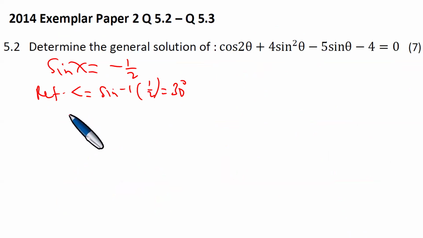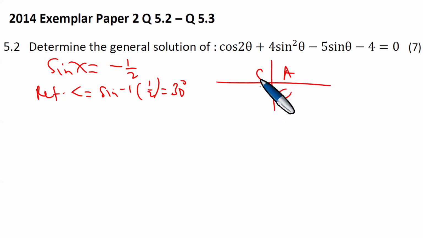And then, what do we do? We're going to consider the CAST diagram, and this CAST diagram is what we use just to get some answers. But now we have the following. When is the sine negative? The sine is negative in the third and the fourth quadrants, and it's positive in the first and the second, meaning that you're going to deal with this.